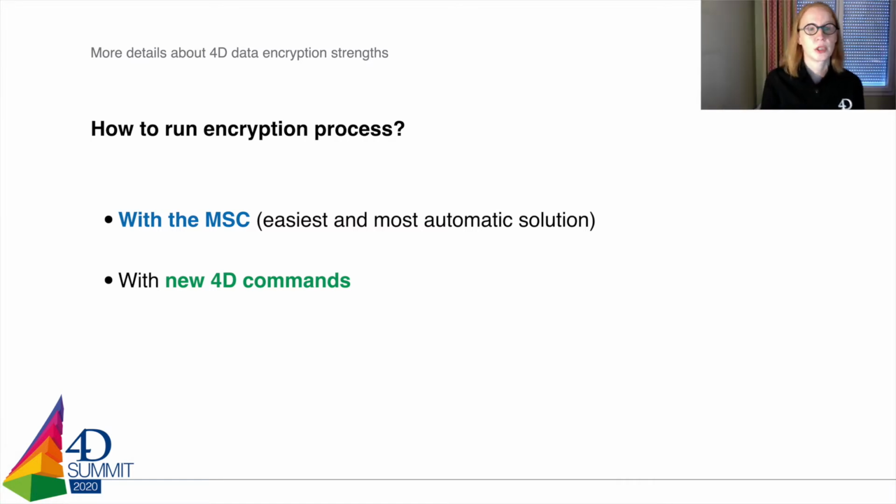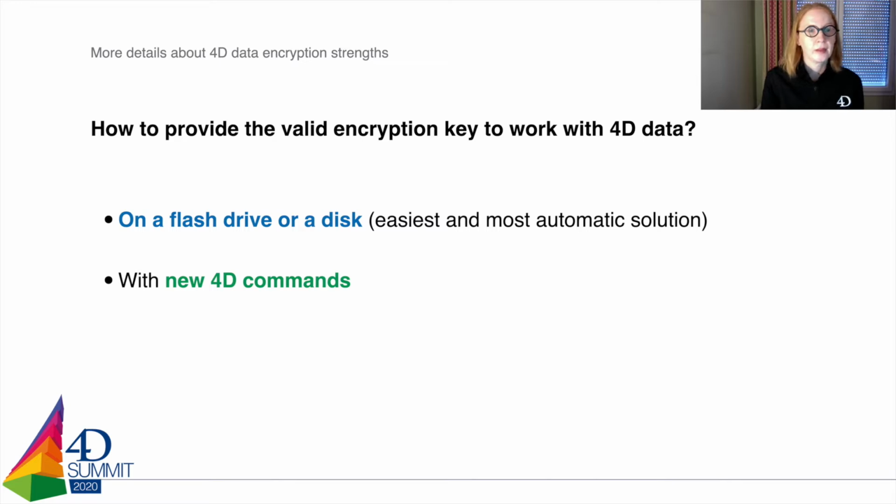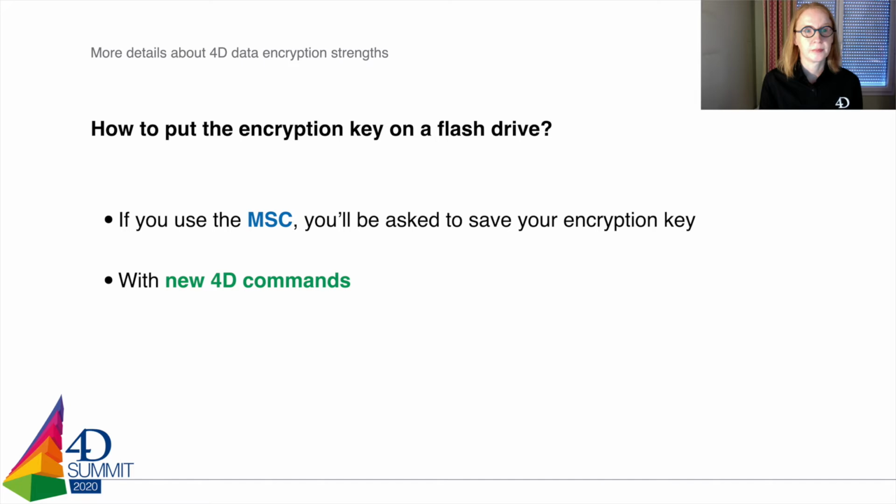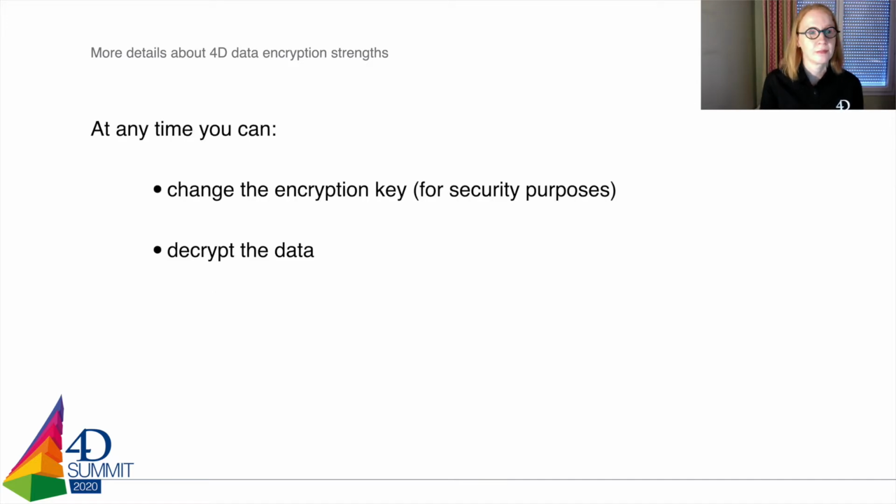How to run this encryption process? First, you can use the MSC. It is the easiest and most automatic solution, and you can also use new 4D commands. To provide the valid encryption key to work with your 4D data, you can use a flash drive, and you can also use new 4D commands. And to put the encryption key on a flash drive, you can use the MSC, and you can use the new 4D commands. And remember, at any time, you can change your encryption key or decrypt the data.